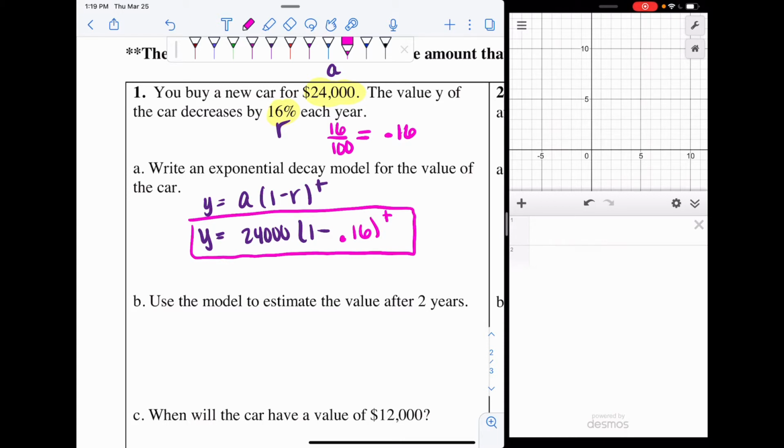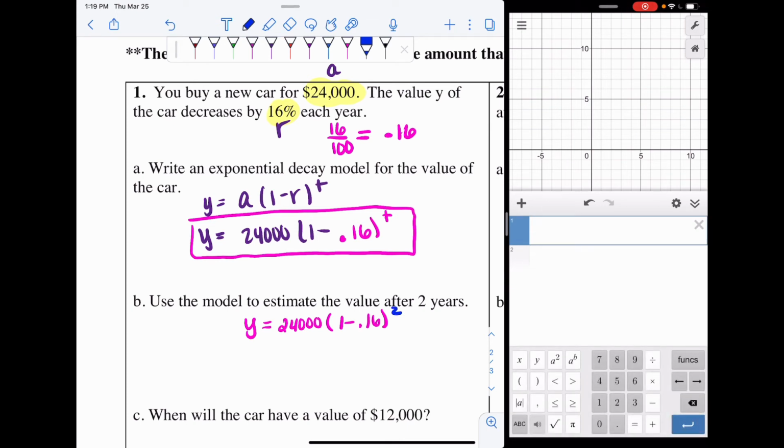Part B says, use this model to estimate the value after 2 years. So what we're going to do is we're just going to plug in 2. So every time I see a T, I'm going to plug in 2. So I'm going to do Y equals 24,000 times 1 minus 0.16 to the second power. And I'm going to type that on Desmos.